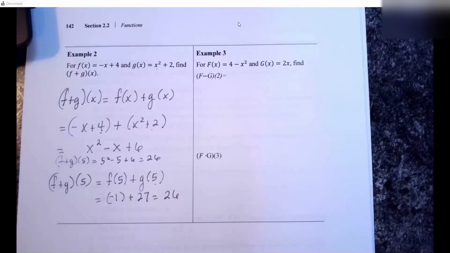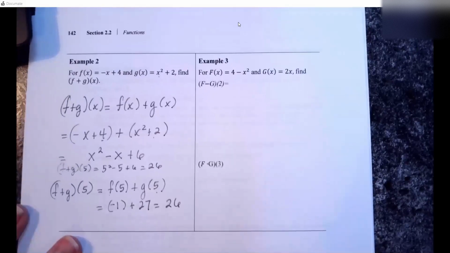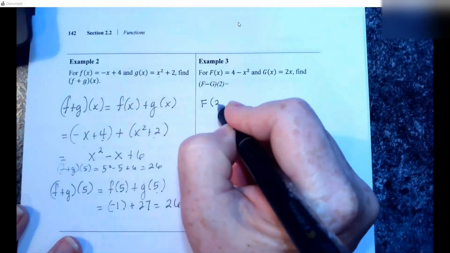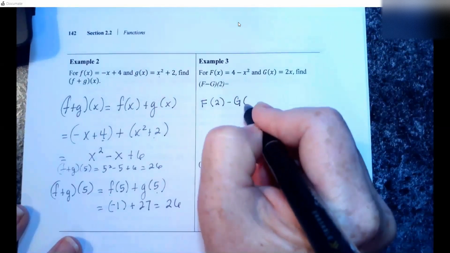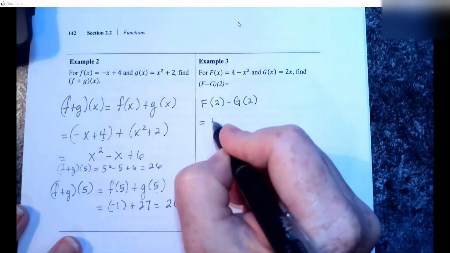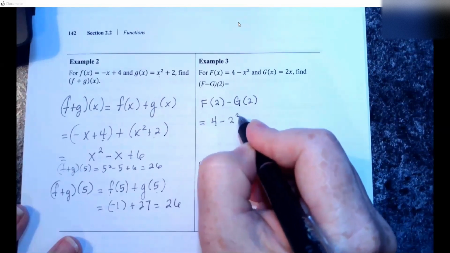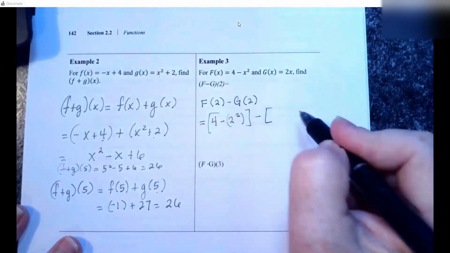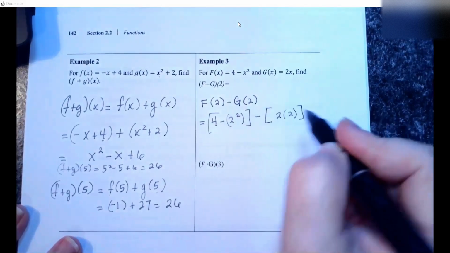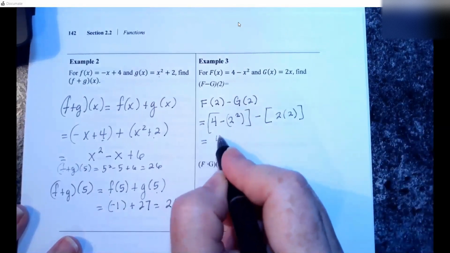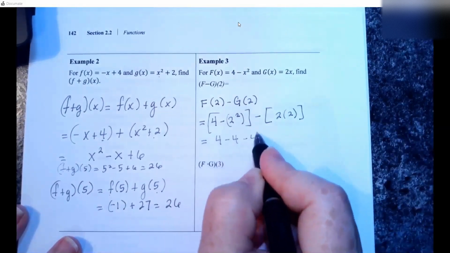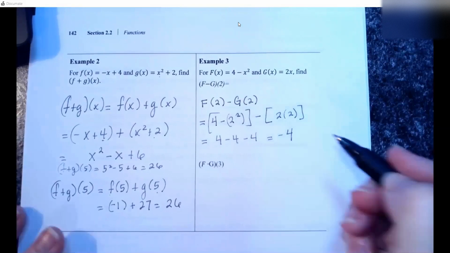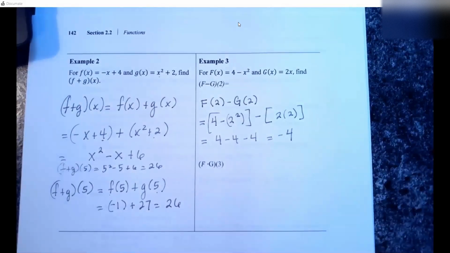All right, so if you want to take f minus g of 2, it's going to be capital F of 2 minus capital G of 2, which will be 4 minus 2 squared for the f, minus g of 2 will be 2 times 2. So it looks like we'll get 4 minus 4 minus 4 as we simplify all the way across. So did you guys get -4? Yes. Excellent. Good job.